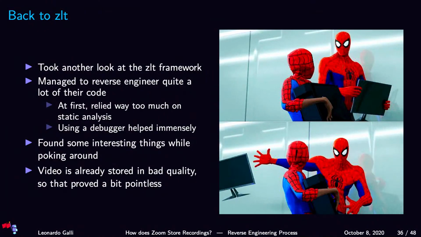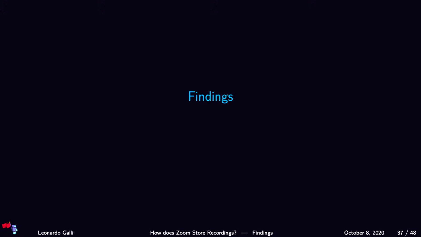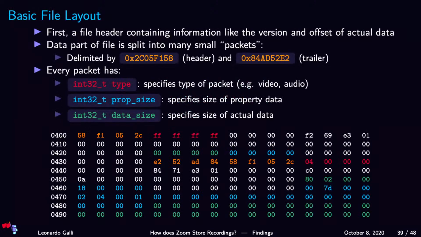And yeah, the unfortunate thing though is that at that point I figured out that the video stored there is already in the pretty bad quality you get when exporting it, so this whole effort proved a bit pointless. So that's why this image is here, but yes. Now, on to the findings. What did I find out? Well, first about these files. So onto the basic file layout.